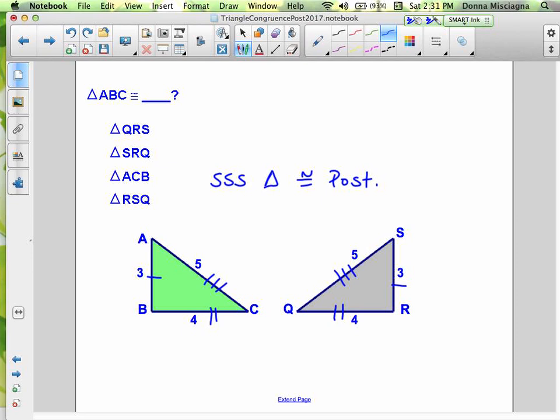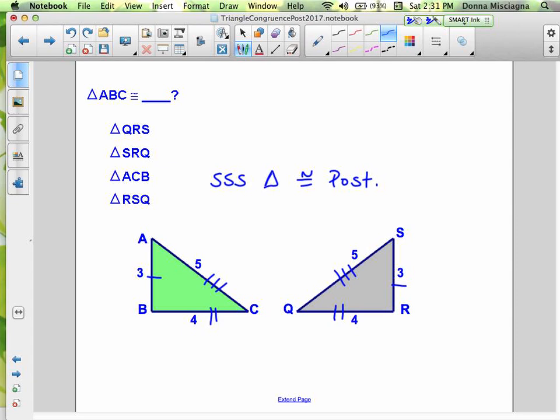Well, AB is the side that's 3, so notice B here is between the side that's marked 3 and 4. B is the angle between the two sides marked 3 and 4. And R is the angle between the two sides marked 3 and 4. So we have to make sure we match up B and R. B is in the second position, so I need R in the second position.